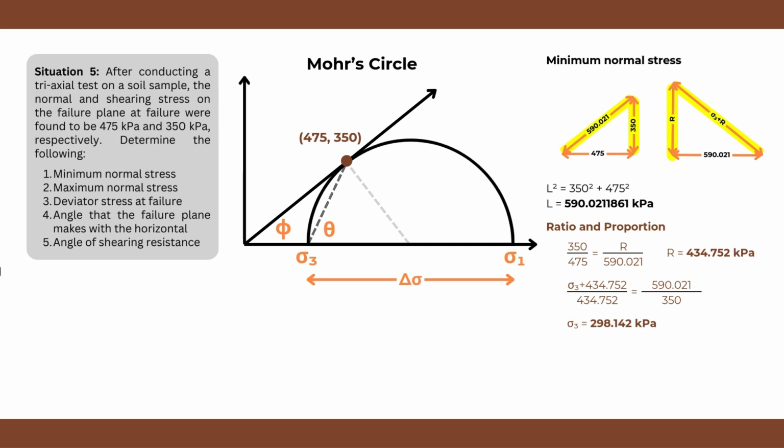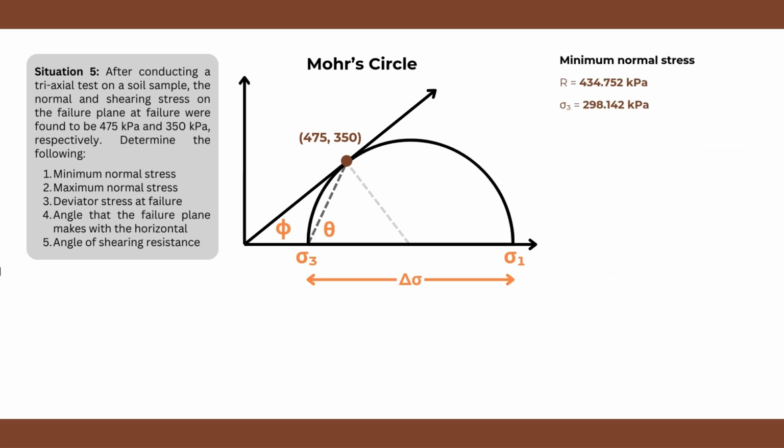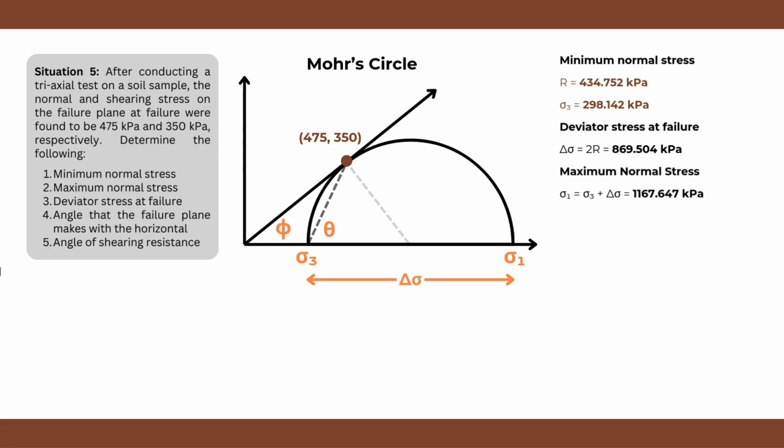At this point, madali na lang natin makukuha si maximum and deviator stress since for our deviator, diameter lang siya ng circle. So gagawin lang natin is 2 times radius and we'll get a value of 869.504 kPa. Then, para naman sa maximum normal stress, add mo lang yung deviator kay minimum. Doing so, we will get a value of 1,167.647 kPa. Next naman tayo.